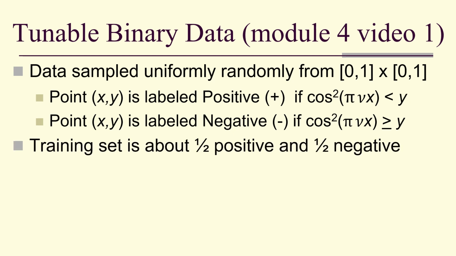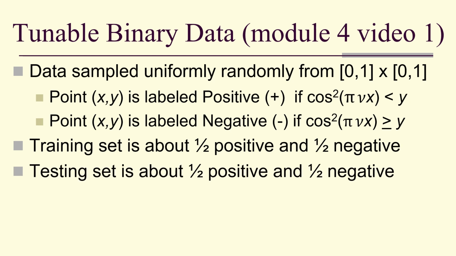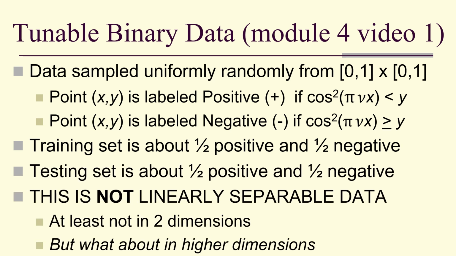The training set will turn out to be about half positive and half negative. The testing set's about half positive and half negative. This is not linearly separable data, at least not in 2 dimensions. But what about in higher dimensions?